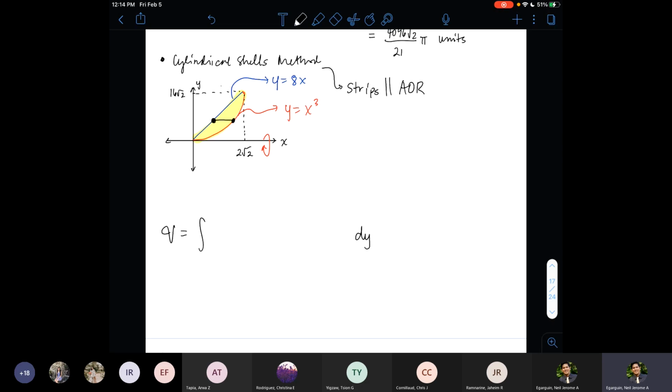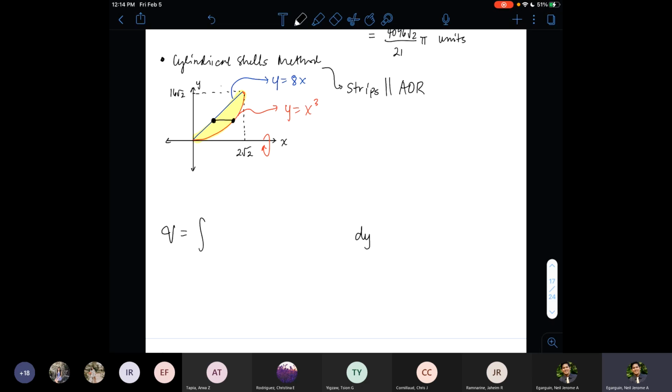The determination of the variable and the type of method are dependent on the strips and their position relative to the axis of revolution. So again, here we're using horizontal strips. That's why I'm using dy. And those horizontal strips are parallel to the axis of revolution. So I'm going to use the cylindrical shells method.